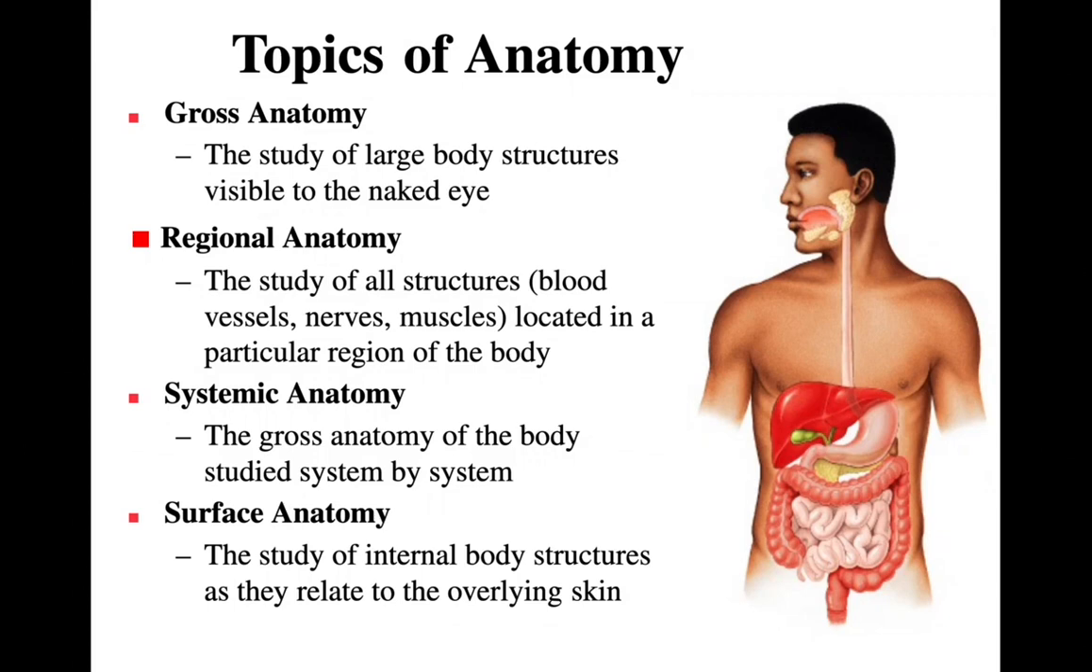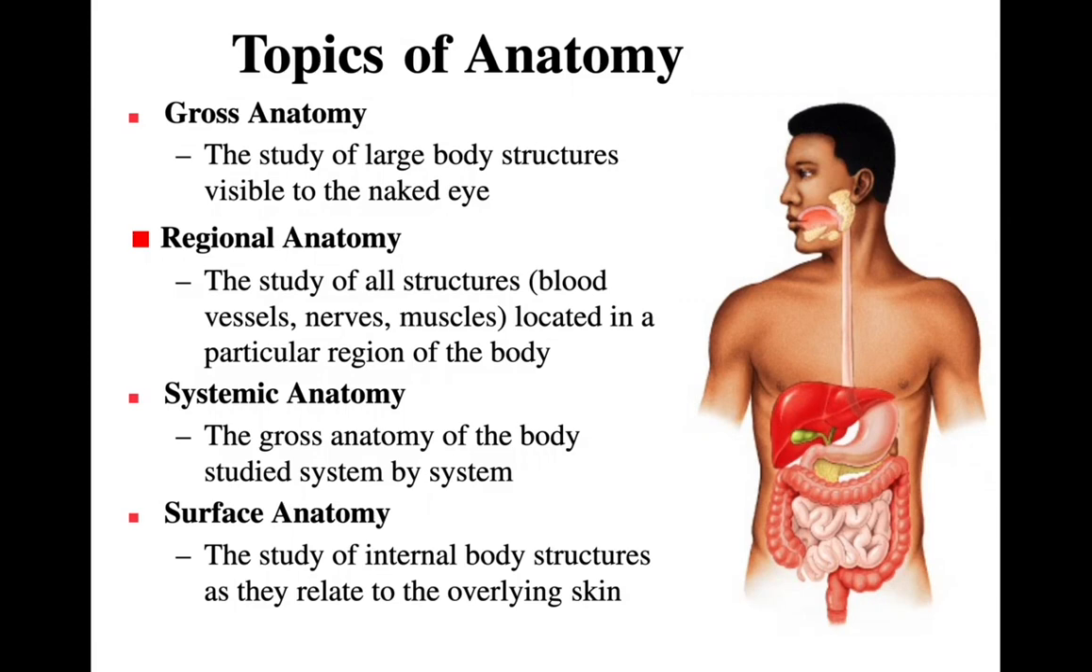With regional anatomy, you're looking at the structures that are located in a particular region of the body. So one may look at the core, the torso of the body, another one may look at the head, and then another one at the arms and legs. With systemic anatomy, we base it on the different systems of the body. That's how we're going to be breaking things down in this class: it will go by the different systems.